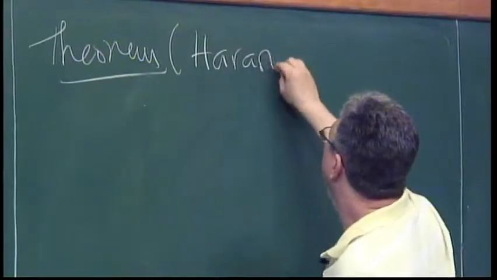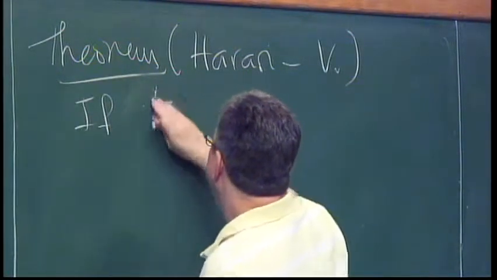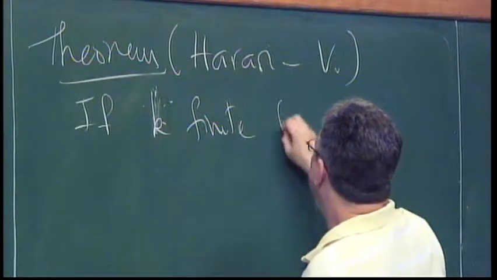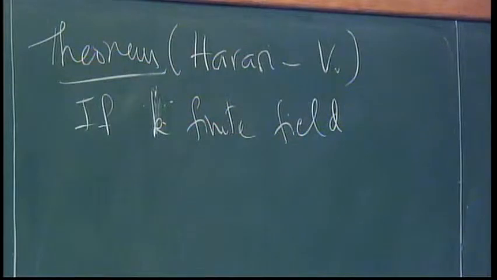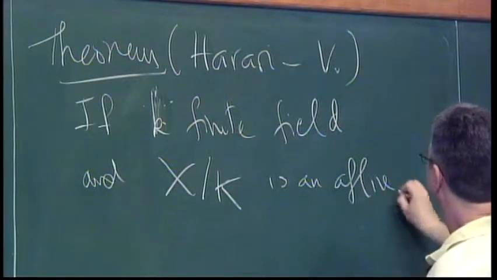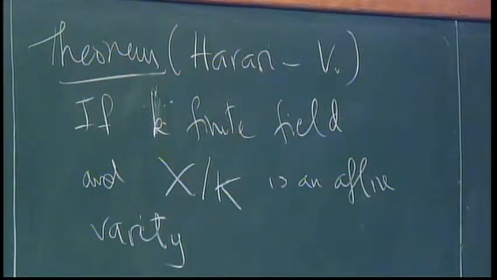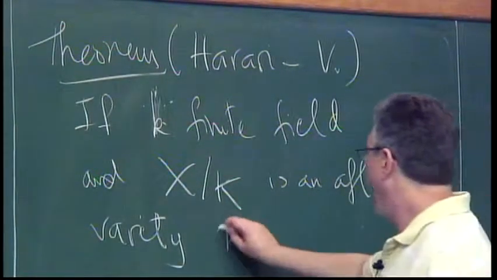Joint work with Harari. The theorem is that if little k is a finite field, so little k is the field of constants of my function field, so capital K is a global function field in one variable over a finite field, and X over capital K is an affine variety. No hypothesis, it can be as singular as you like, as complicated as you like, it's just an affine variety, there's no geometry.